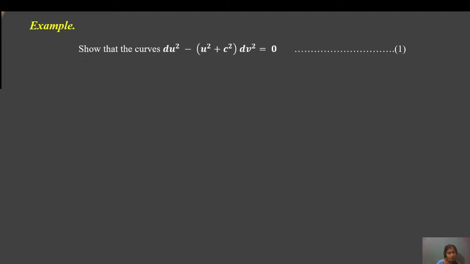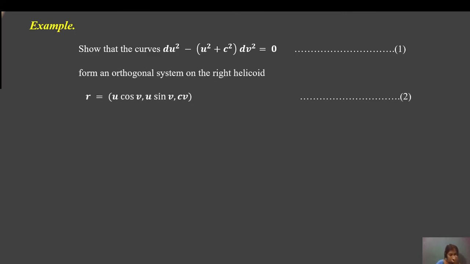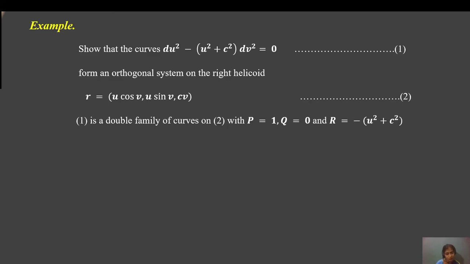Then an example is given. Show that the curves du square minus (u square plus c square) dv square equals 0 form an orthogonal system on the right helicoid. Equation first is du square minus (u square plus c square) dv square equals 0, with r equals u cos v, u sin v, cv. Here u is a variable but v is considered as an angle. Equation first is a double family of curves on the surface with P equals 1, Q equals 0 and R equals minus (u square plus c square).